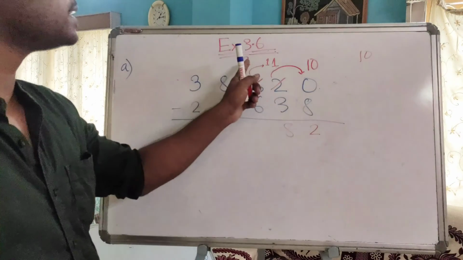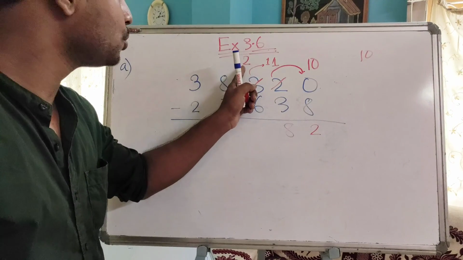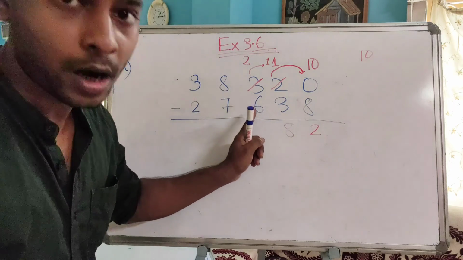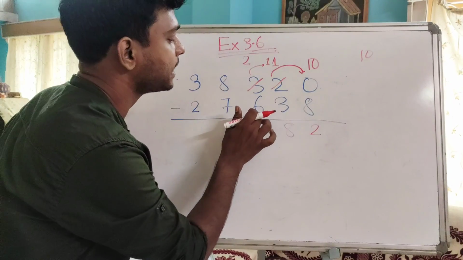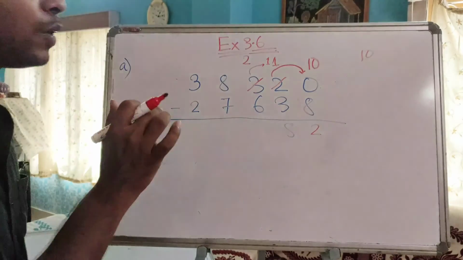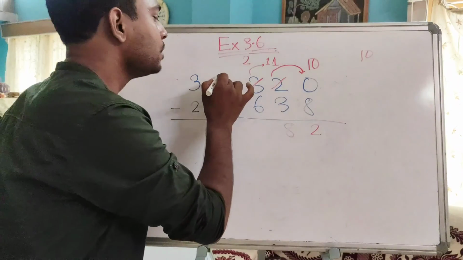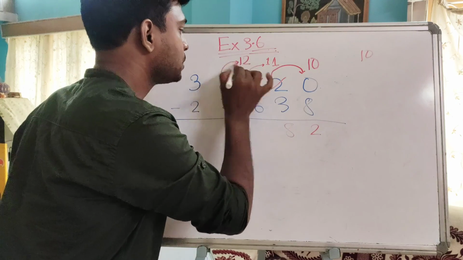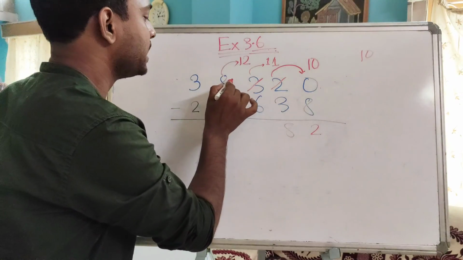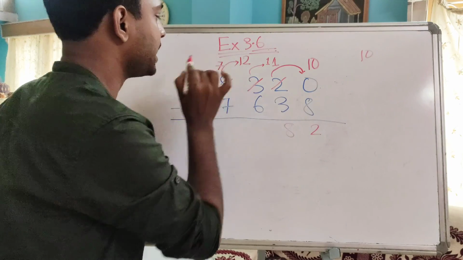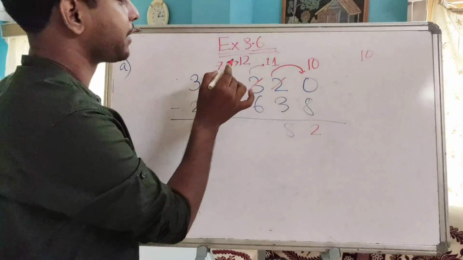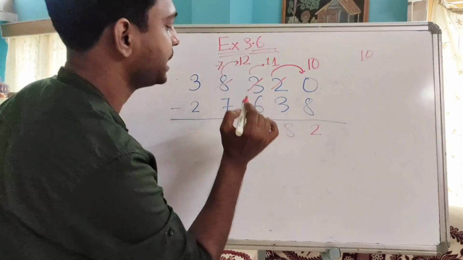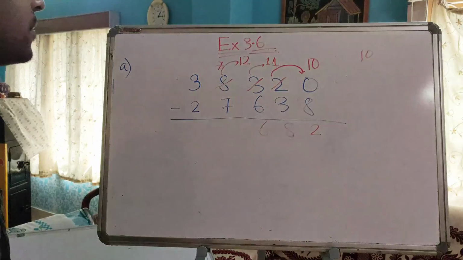Now in this place it is 2 and 6. Subtracting 6 from 2 is not possible because 6 is a greater number than 2. So what do we have to do? We have to take 1 from this place and it will become 12 and this place will become 7. Okay, so now we are ready to subtract 6 from 12 and 12 minus 6 will give us 6.